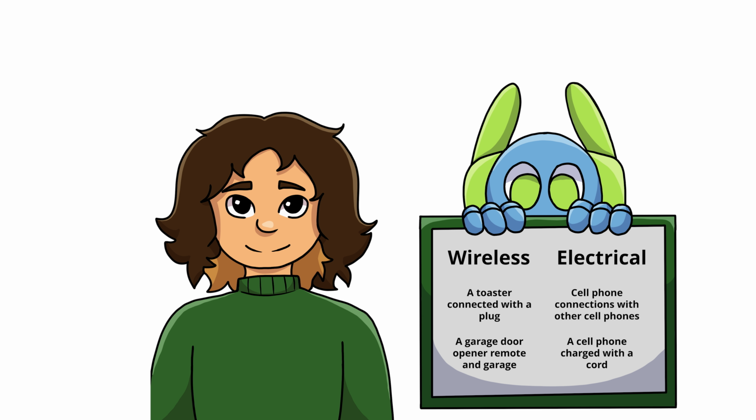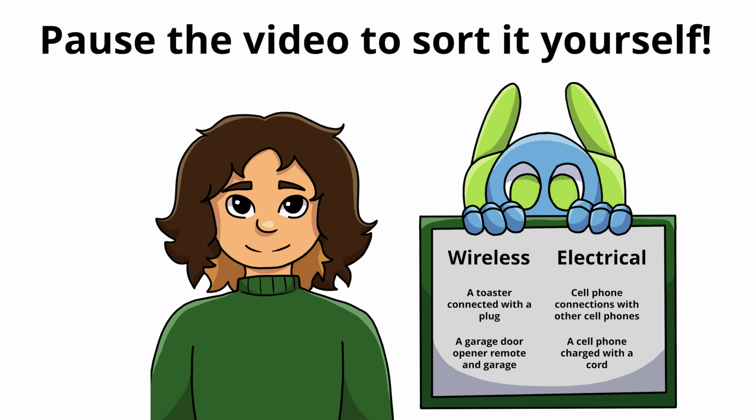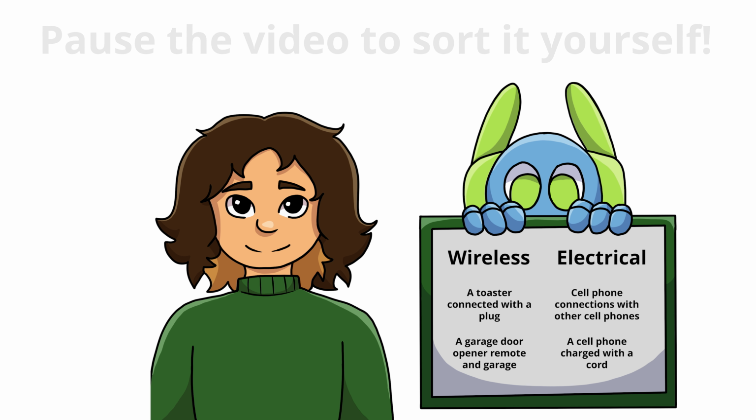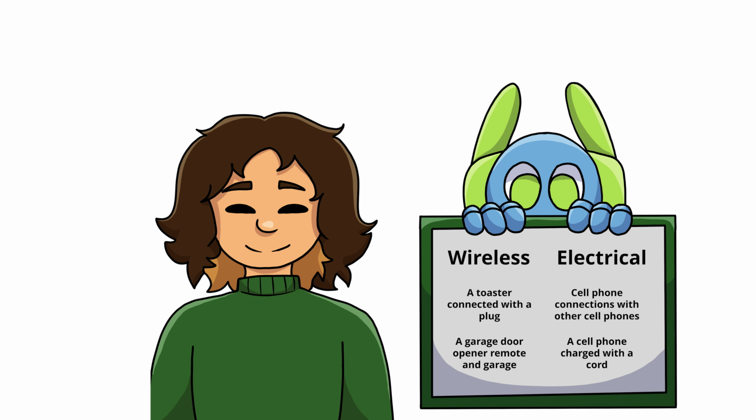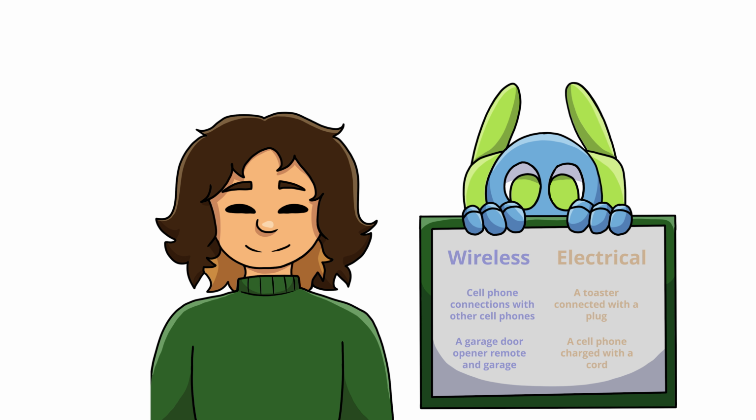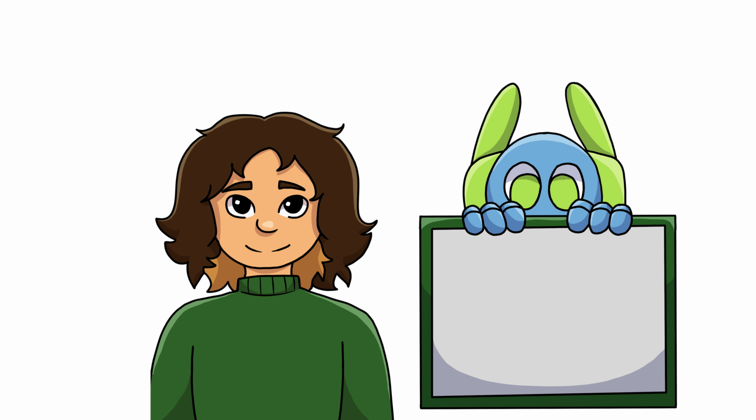Here are some examples of wireless and electrical connections. Can you sort them into what's a wireless connection and what's an electrical connection? Correct! These ones are all wireless connections, and these ones are all electrical connections. Now you should be more familiar with the differences between the two. But how can signals and codes from wireless connections be turned into messages?